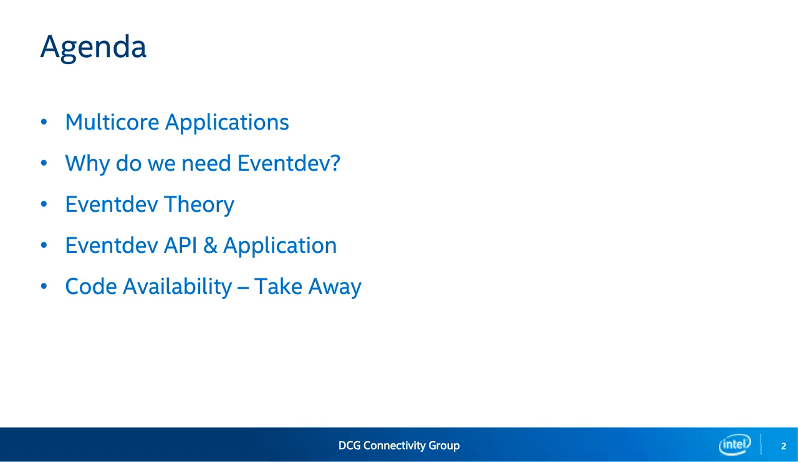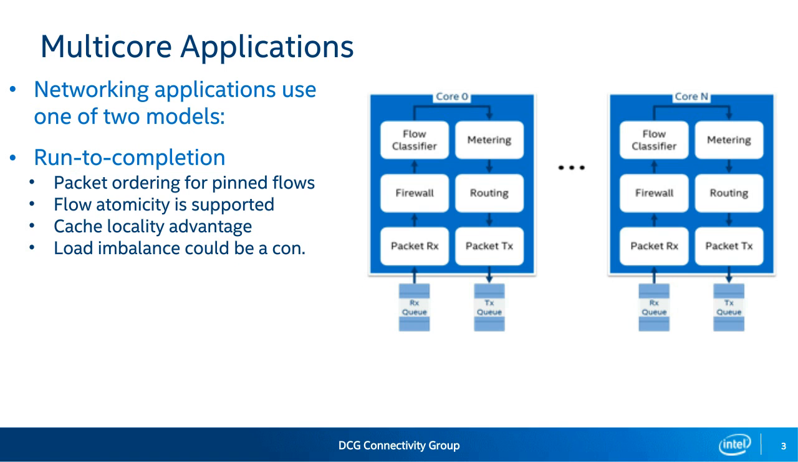So when it comes to multi-core processing, we do two kinds of models that we have been talking about. One is run to completion. In this case, each one of the cores is practically running the same code. It does the same stuff. So we have the traffic coming in, maybe packets received, firewall, flow classifier, metering, routing, all this takes place, and then packets get pushed out, right? Just as a sample case. So each one of the cores does the same thing.